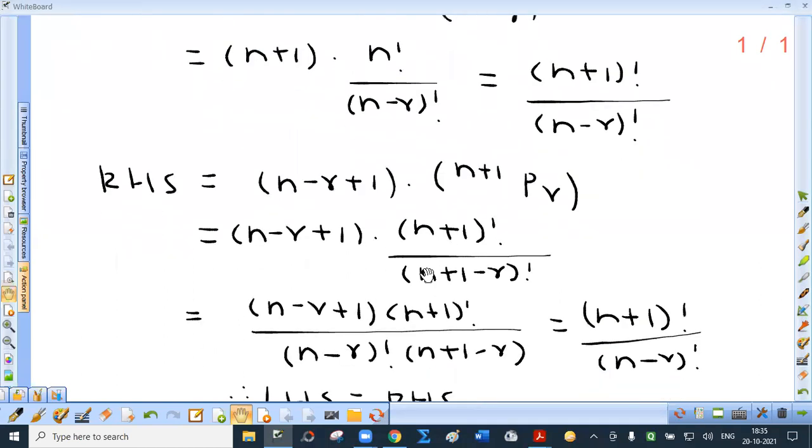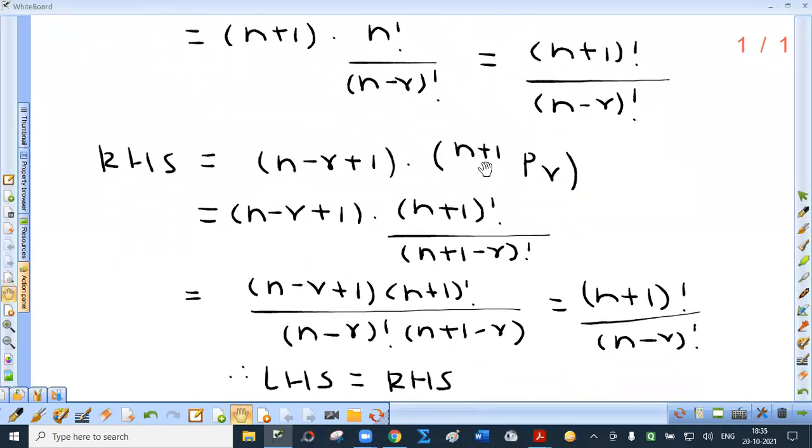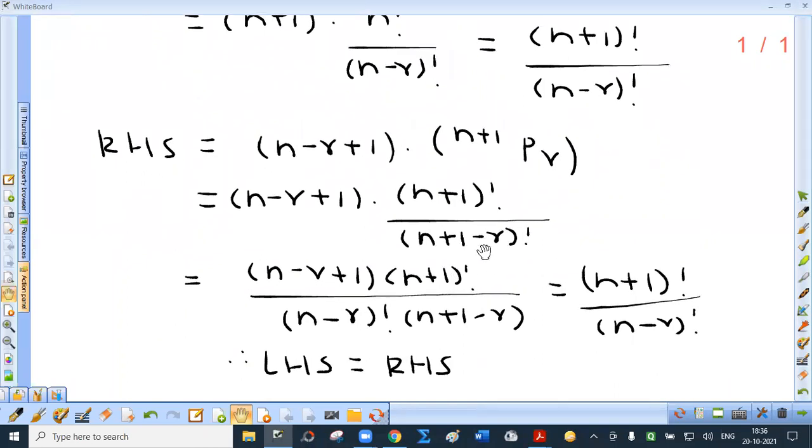Now RHS, n minus r plus 1 into this. This is n plus 1 factorial upon n plus 1 minus r factorial. Consider the denominator. Factorial of any number is the factorial of 1 less into that number. Subtract 1 from this. So n minus r factorial into that number. Now this is one and the same, so gets cancelled. n minus r plus 1, n plus 1 minus r. So what remains is n plus 1 factorial upon n minus r factorial. So LHS equal to RHS.